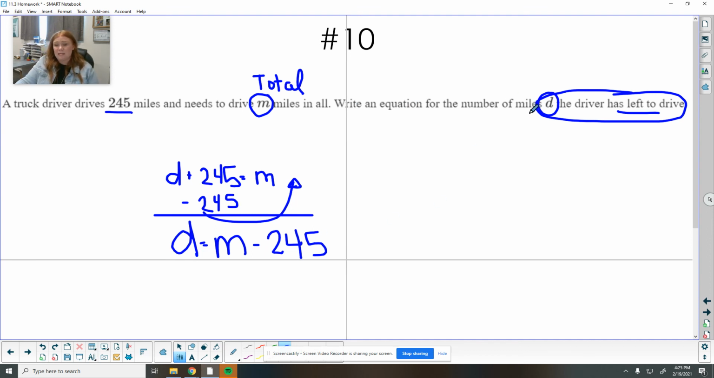Sometimes we just need to read these and see what it wants an answer for, and that should be isolated all by itself here.